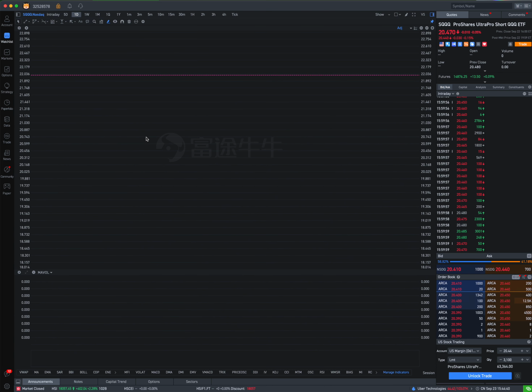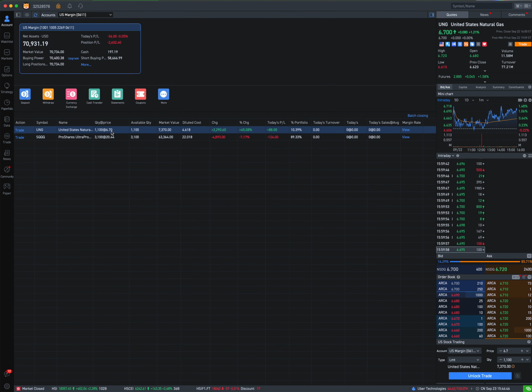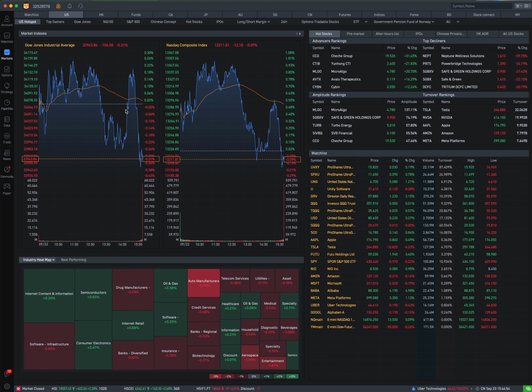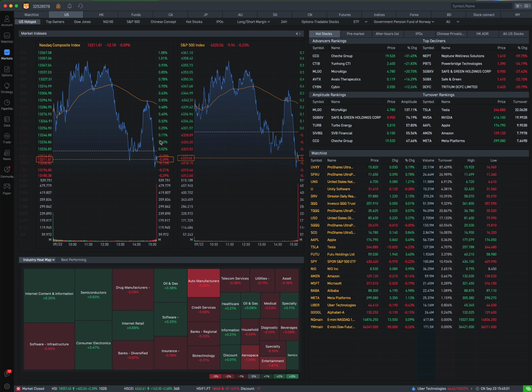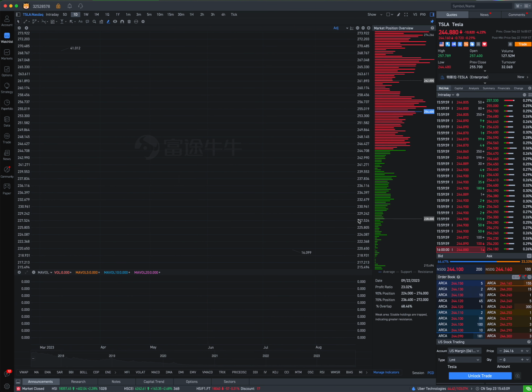Today, SQQQ closed lower to 20.47, and United Natural Gas closed higher to 6.7, a rise of 1.21%. The market generally closed mixed. Dow Jones Industrial Average closed down 0.31%, Nasdaq Composite closed down 0.09%, and S&P 500 closed down 0.23%. Today, the auto manufacturers closed with a loss, as Tesla is also in the loss.